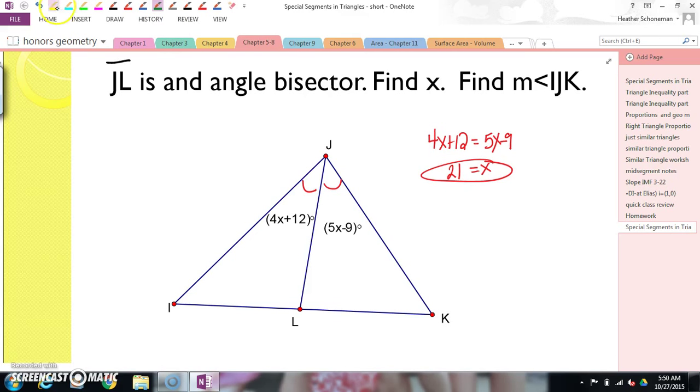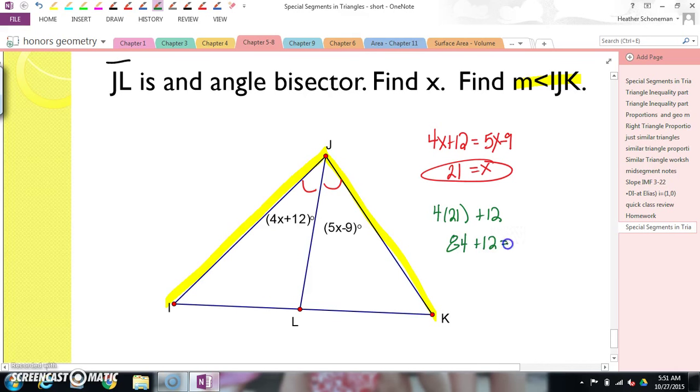Now it wants us to find the measure of IJK. So I to J to K. Let's go ahead and plug that in. That would be 4 times 21 plus 12. That's 84 plus 12, which would be 96. So the left side is 96. That means the right side has to be equal, so it's 96 as well. So the measure of angle IJK would be 96 plus 96, which would be 192.